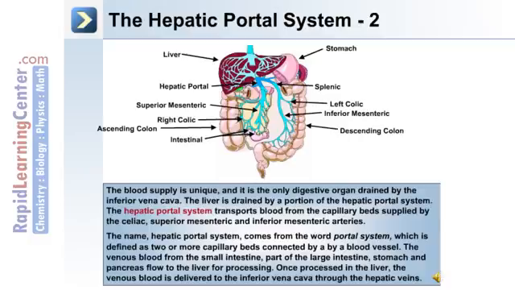The hepatic portal system transports blood from the capillary beds supplied by the celiac, superior mesenteric, and inferior mesenteric arteries. The name hepatic portal system comes from the word portal system, which is defined as 2 or more capillary beds connected by a blood vessel. The venous blood from the small intestine, part of the large intestine, stomach, and pancreas flows to the liver for processing. Once processed in the liver, the venous blood is delivered to the inferior vena cava through the hepatic veins.